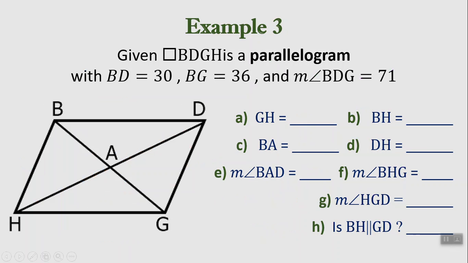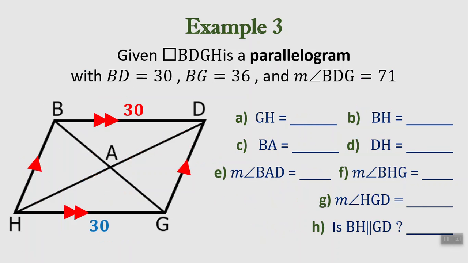All right, example 3. Given that BDGH is a parallelogram. So if I know it's a parallelogram, I know that the opposite sides are parallel. So I can show that marking with the little triangles on each set of opposite sides. Now it tells me BD is 30. I'm going to write that in. But I also know if BD is 30 that the opposite side is the same length, so I'm going to write in 30 down there.